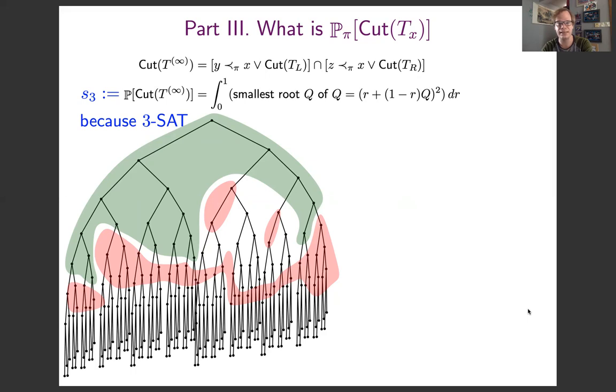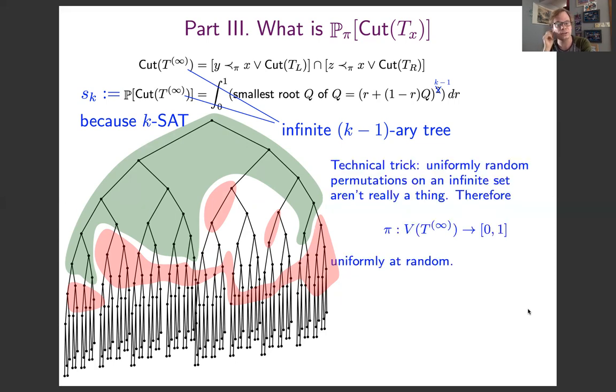Good, so why do I say S3? Because of 3-SAT. And in general, I would say SK, but then you don't have a binary tree. You have a (k-1)-ary tree. You have a different formula, but conceptually, it's the same. And also now, when you talk about infinitely many things, we cannot really talk about permutations anymore. We cannot really talk about random permutations. We talk about random placements. So every node gets a uniform random number in the unit interval. So that's basically equivalent to permutations in the finite case.